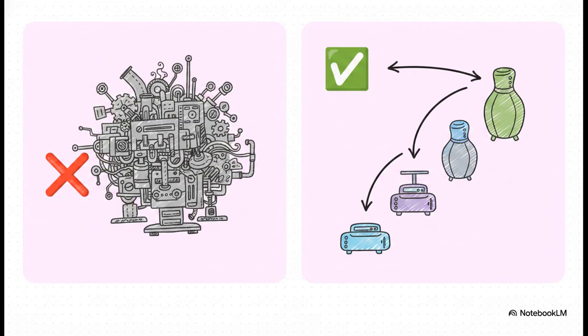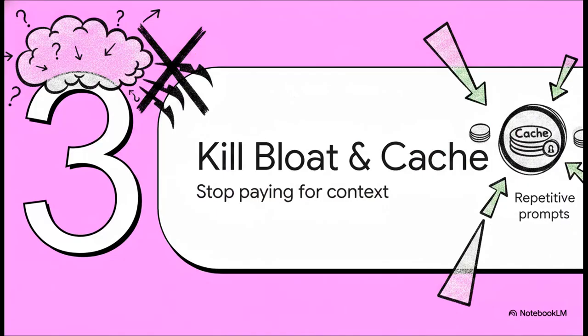The golden rule here is to establish a new baseline for your projects. The novice way is just running Opus for everything to be safe. But the pro way? Always start your development with Haiku. Build your prompt, test it out, and see how it performs. You should really only bump up to Sonnet or Opus when the output quality from that cheaper model actually fails to meet your needs. Moving to Section 3, Kill Bloat and Cache.